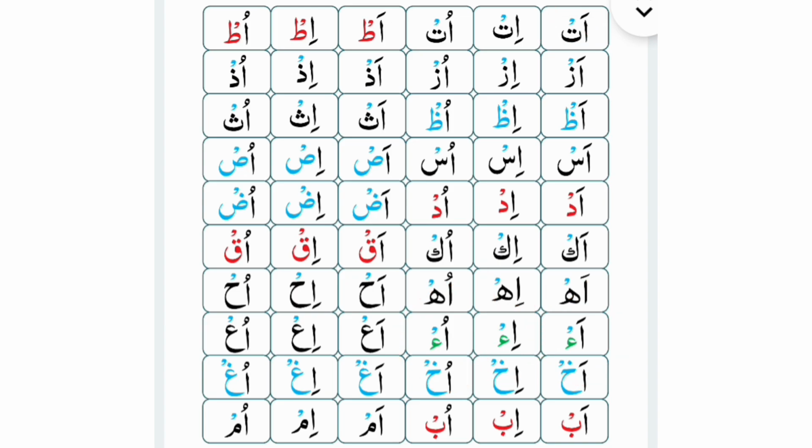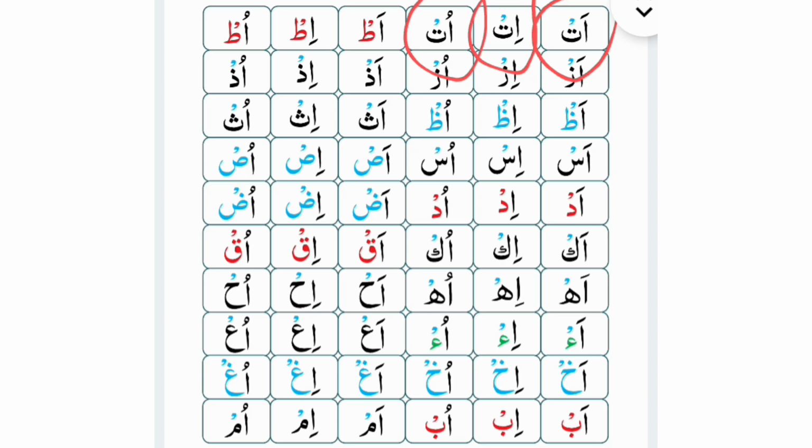We will start. The first letter is alif and ta. Alif ta fatha at. Alif ta kasra it. Alif ta damma ut. At, it, ut. This is ta. Ta is pronounced from the tip of the tongue touching the roots of the top two front teeth.